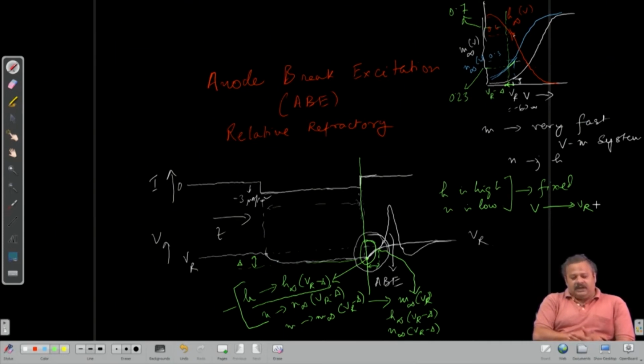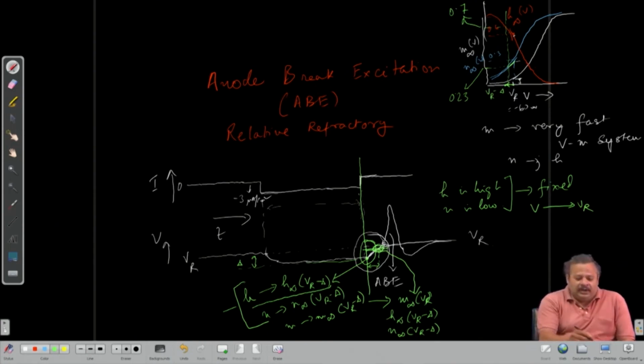Remember, as we said, at the V rest the net current should be 0. But in this scenario, although the voltage has reached VR, the corresponding values for H and N required for the neuron to have no net current and be at VR, we do not have that. H is larger and N is smaller, and H being larger than that means that more sodium current will be flowing in, as expected from its gradient.